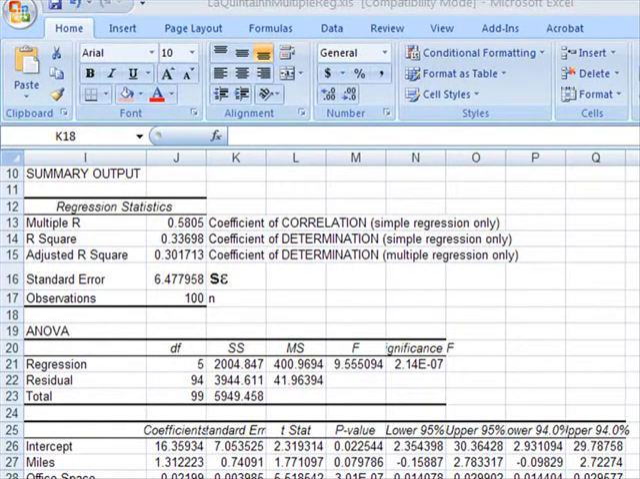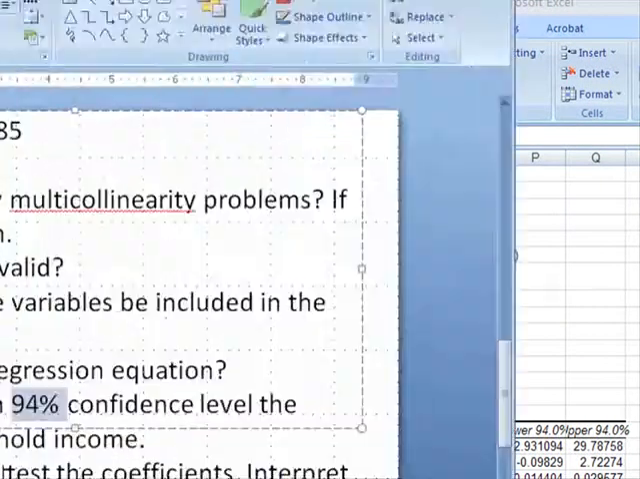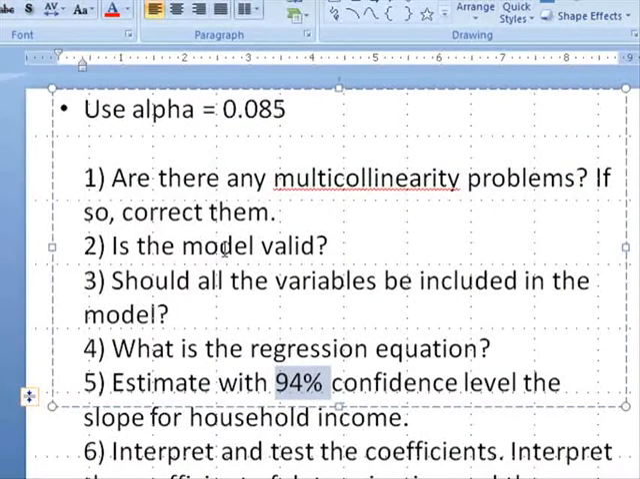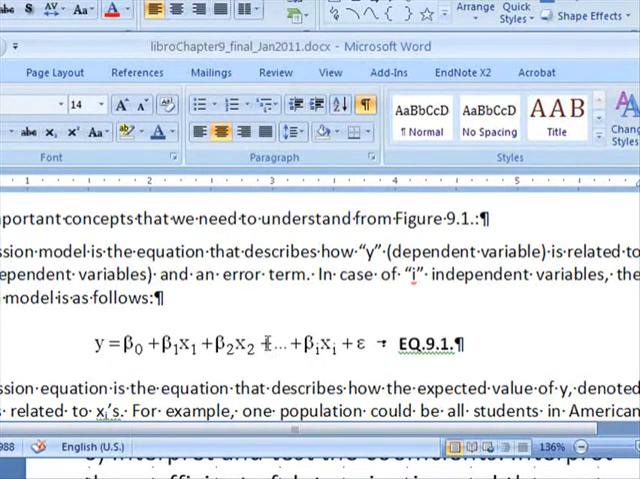So let's go back to our questions and see what is next after checking for multicollinearity. We need to see if the model is valid. Remember that the model here is going to have an equation of y hat equals b1 plus b2, and each of the times we multiply by the x. So at the end, you are going to have a regression model based on betas.